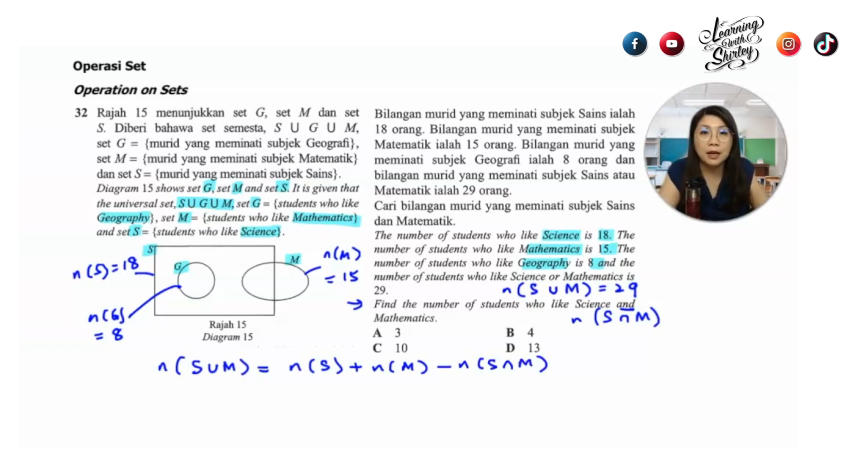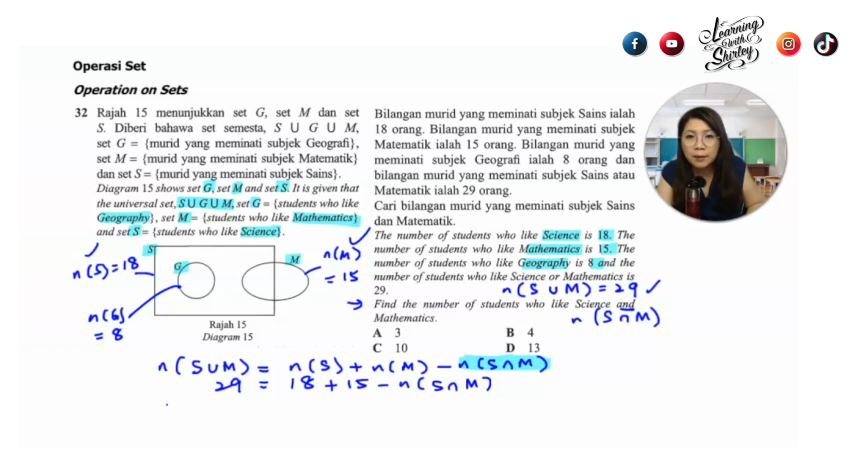Okay, so now we put in the values inside. So n(S union M) is given as 29. n(S) is 18, n(M) is 15, minus n(S intersect M). Okay, so this is what we need to find. Our target is to find this one. So since this is negative, I need to move it to the left to make it positive. So n(S intersect M) equals 18 plus 15 and then minus 29.